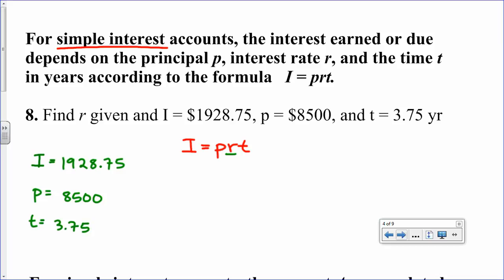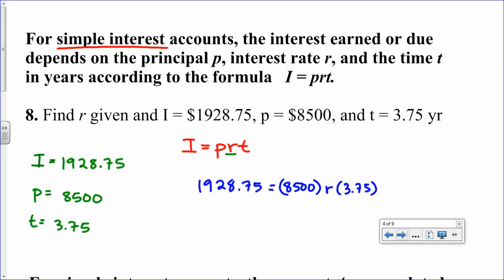Okay, so let's plug in. The reason why you want a calculator is because we're going to wait to do all our rounding till the very end. With some of these problems, where you round can make a big difference. So that's why we want to wait to the end. That would give us the most accurate answer. So 8,500 R and 3.75.